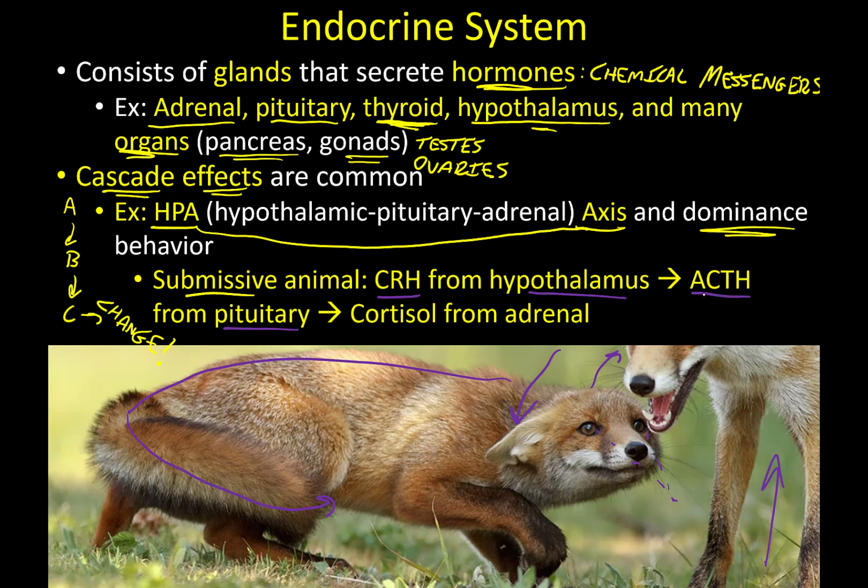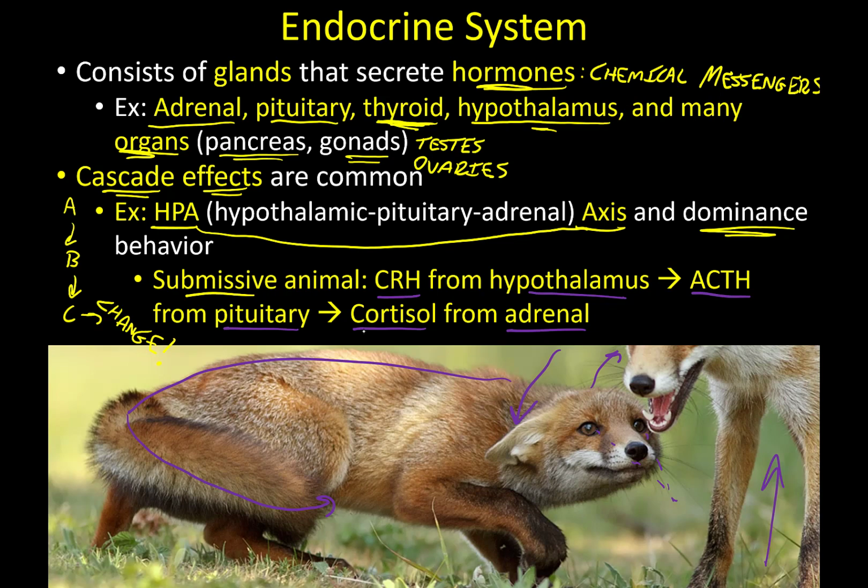This stands for adrenocorticotropin hormone. That ACTH then is sent down to the adrenal glands, which are located just above the kidneys. The adrenal glands then produce a third hormone called cortisol. Cortisol has a variety of effects, but one of the most important in this circumstance is it reduces aggressive behavior.